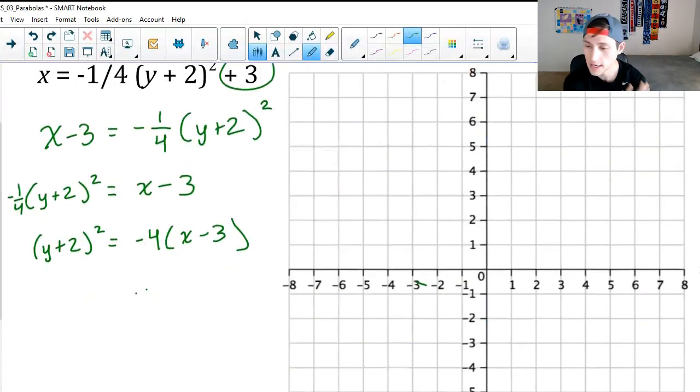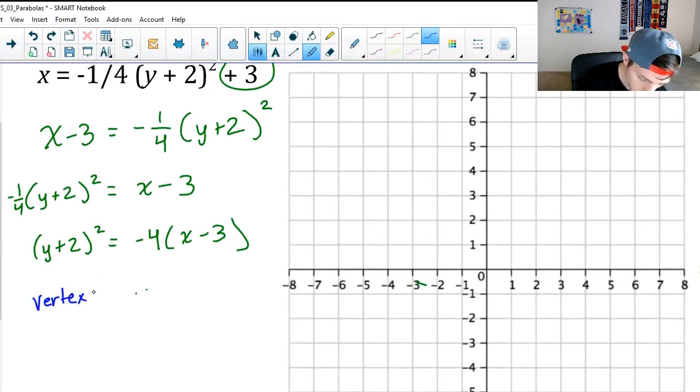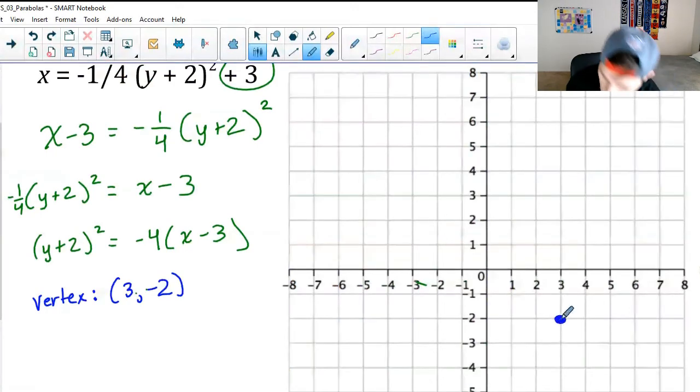And now this is in that ideal form that I can look at and immediately determine some information to graph it. All right, so let's start with the easy piece, which is the vertex. So 3, negative 2. 1, 2, 3, negative 2.